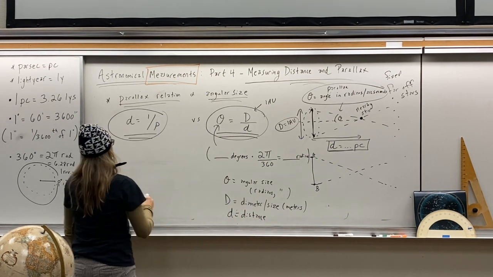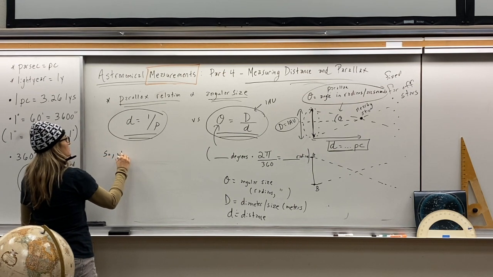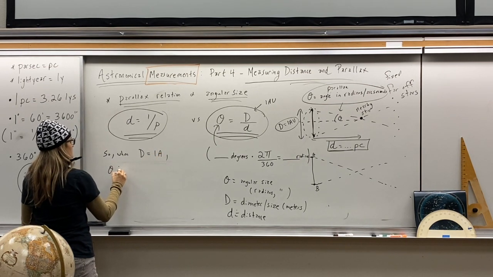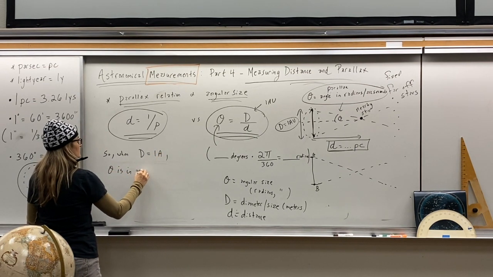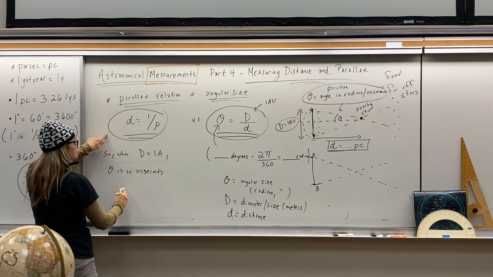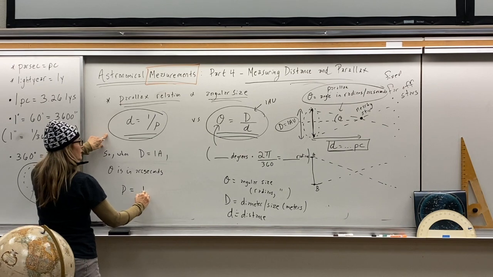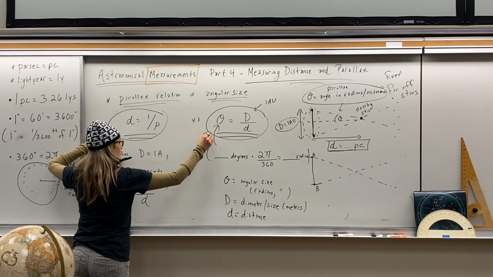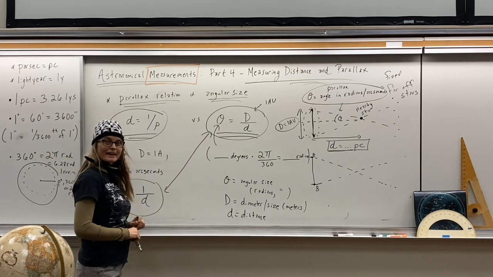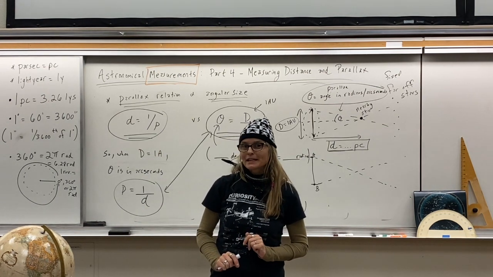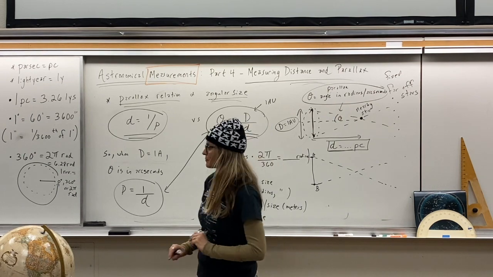Okay? So, when our D equals 1 AU, our theta is in arc seconds, what we end up with is P equals 1 over D. Okay, these are virtually the same in that case, and that's how they relate. All right, so we'll look at doing some computations, and I'll give you a quick brief history first.